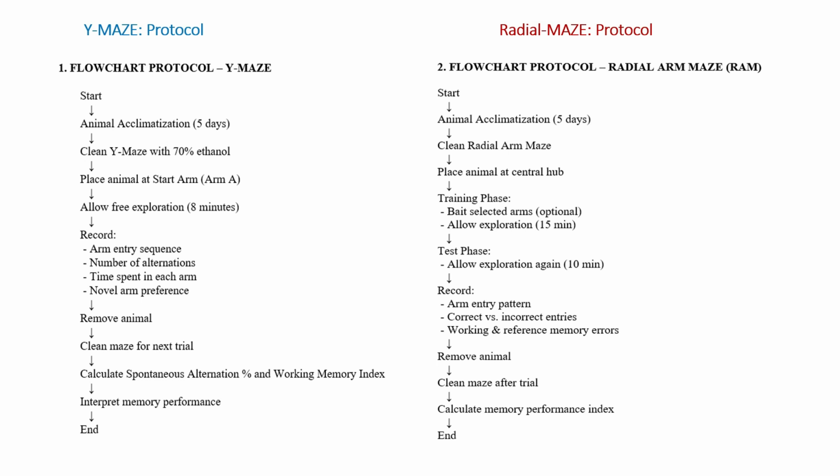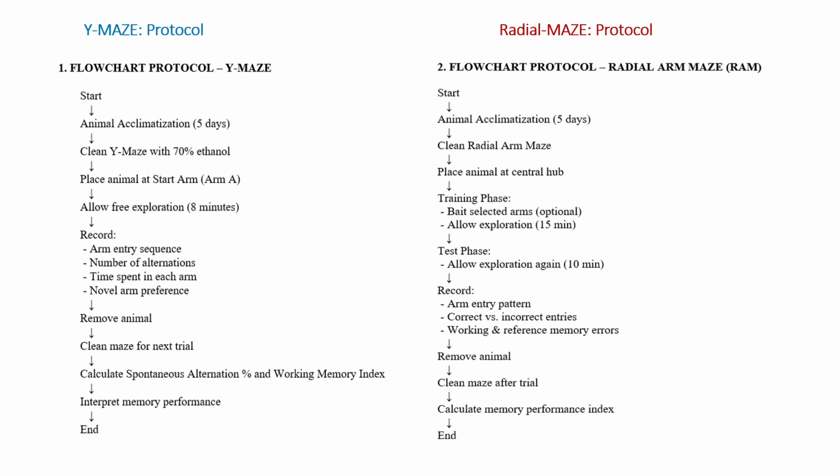During this experiment you will record arm entry pattern, correct versus incorrect entries, working and reference memory errors. What are these terminologies? We will see the explanation later in this video. Then we will remove the animals and clean the maze after the trial. Calculate memory performance index. So this was the protocol for the radial maze. Now we will go ahead.